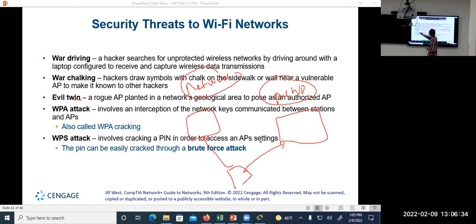And you have the WPA attacks that involve the interception of the network key and communication between stations here, and that's why you always have to use the most secure and most up-to-date encryption. Think about this one. Nowadays you have to use WPA2 instead of WPA here.